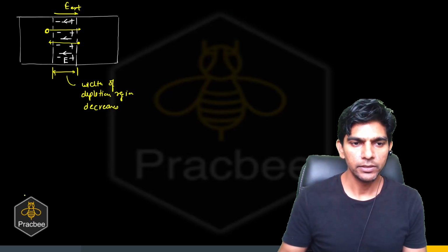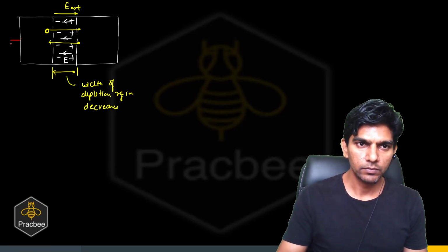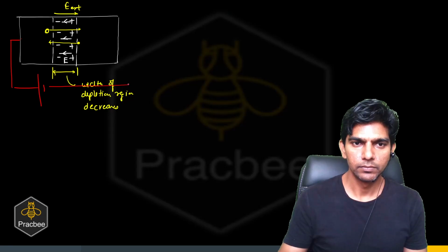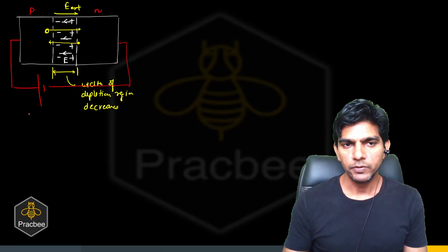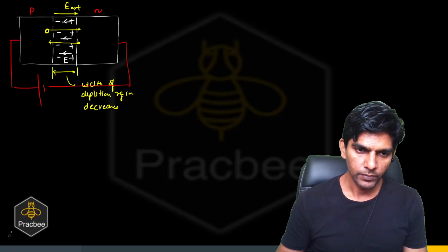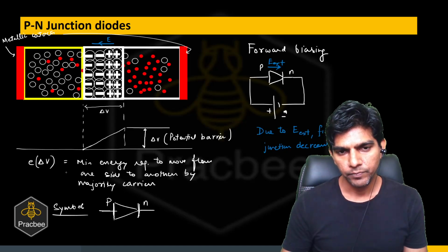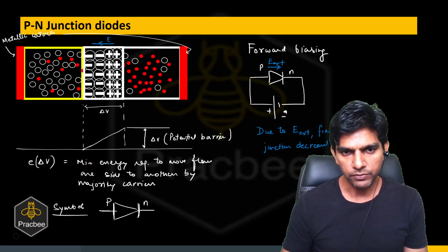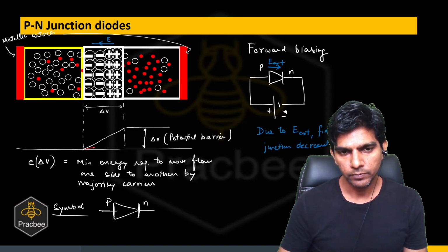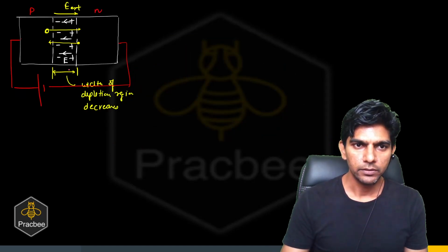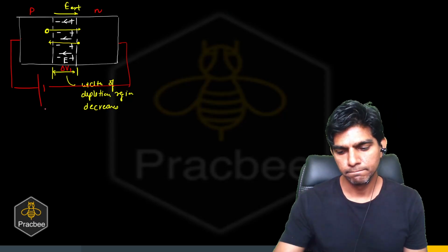So that is the case when we have a battery connected like this, and this is P and this is N. So what we can say, if we show on the same graph the graph for forward biasing, let us say this will be delta V1. So here, let us say this is delta V1, right?